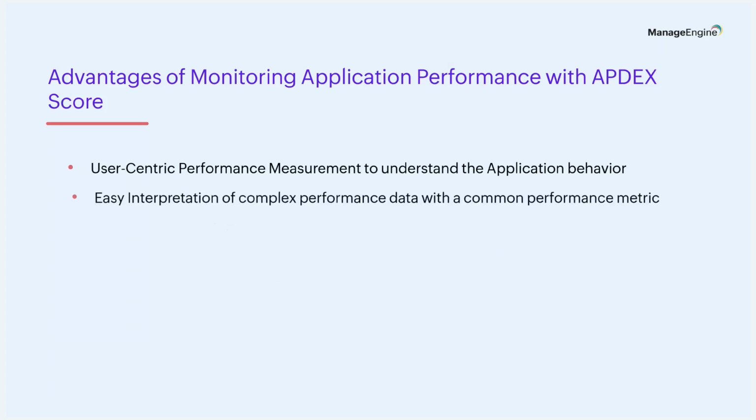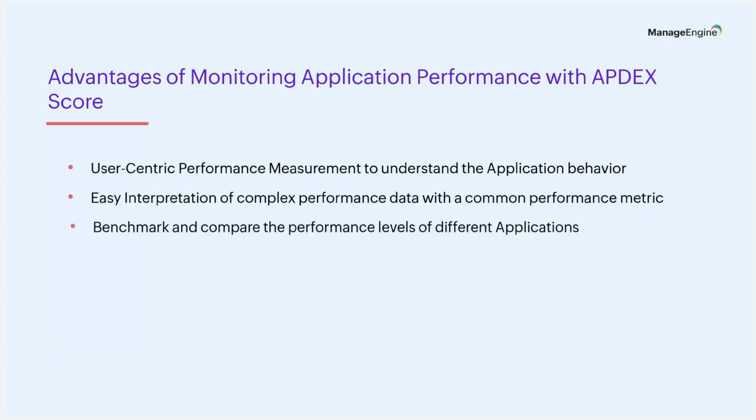Monitoring application performance using the APDEX score provides several important advantages. The first, it offers a user-centric way to measure performance by showing how application behavior directly affects the user experience, and this helps teams to understand which areas need improvement to increase user satisfaction. Second, APDEX simplifies complex performance data into a single easy-to-understand metric. This standard measurement makes it easier to assess application performance without analyzing a large amount of technical data.